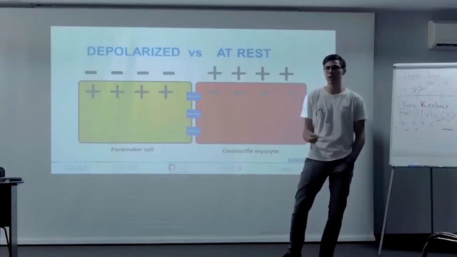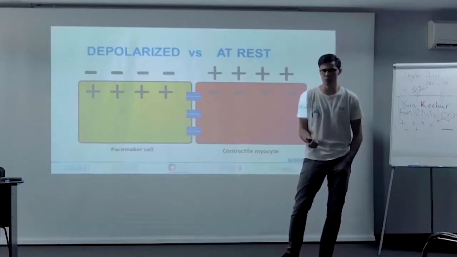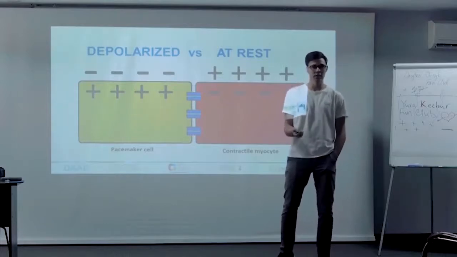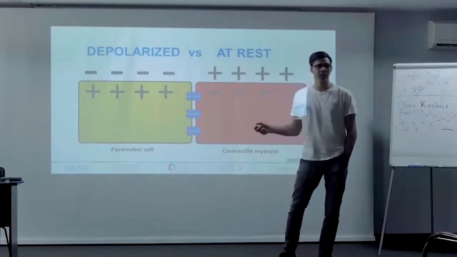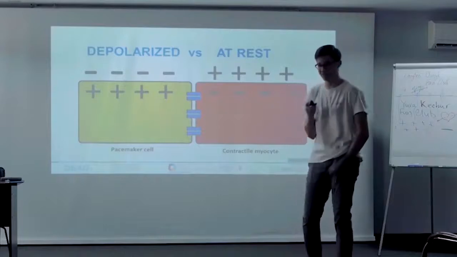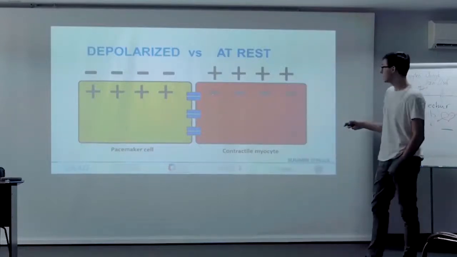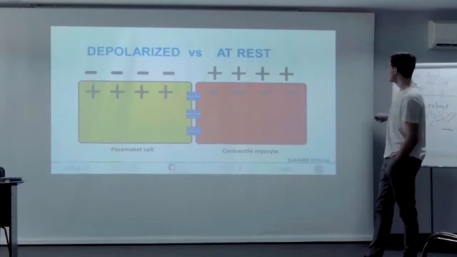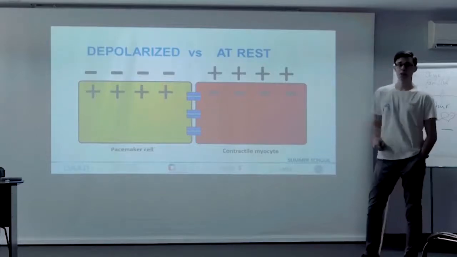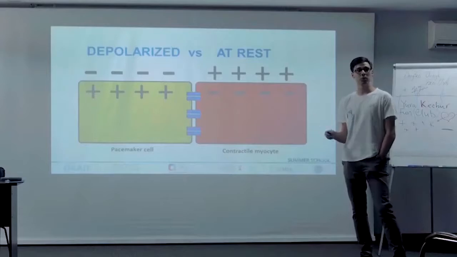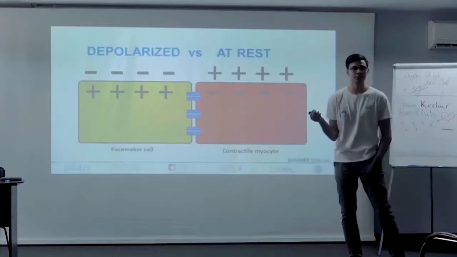For example, ions. Which ions? Potassium, chloride. So there are cations, and don't forget we also have anions. If we have this difference, positive here and negative here, we have our gap junctions, which are actually permeable for ions.